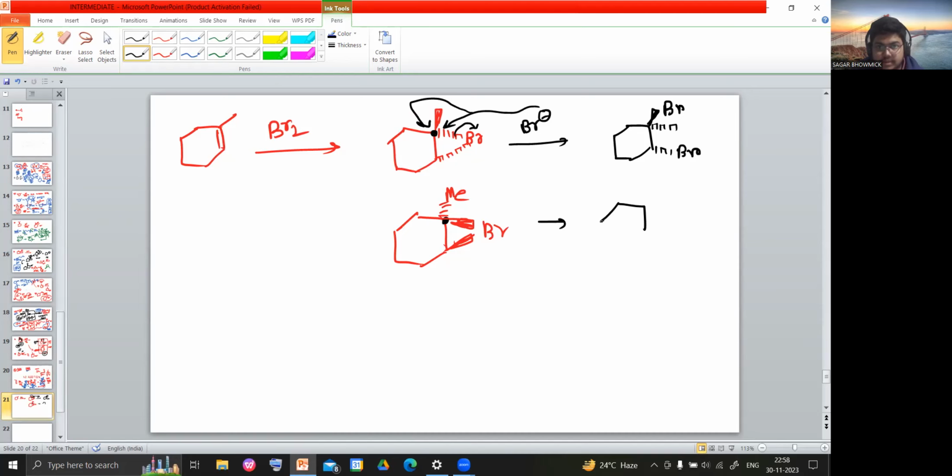And from this center, similarly, the bromonium ion is up, so methyl is going up. Br minus is going to attack from downward, right? From downward, Br minus is going to attack. So downside Br, and above side methyl will be up, and this will also be up. Okay, because this bond is breaking, this bond retains. So these are the two products possible here.